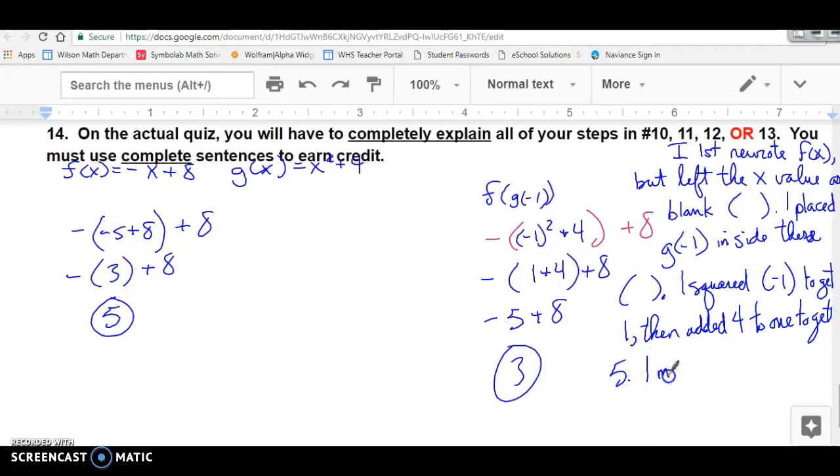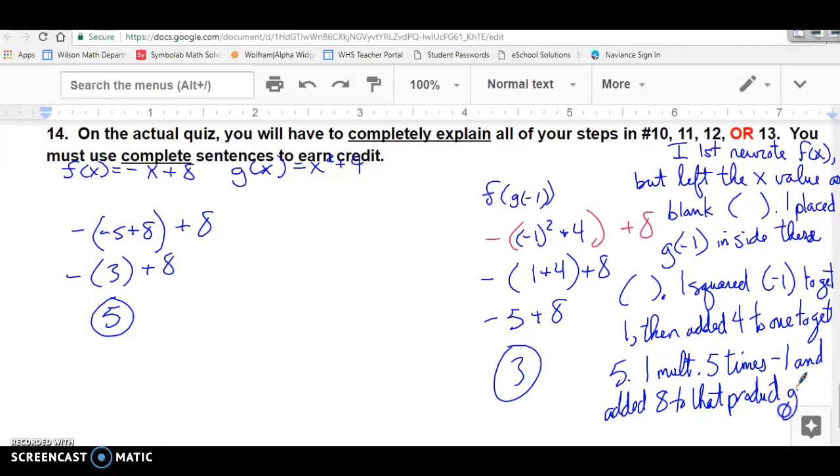I multiplied 5 times negative 1, and added 8 to that product, giving me 3. And that's it. So just take your time, actually write it out.